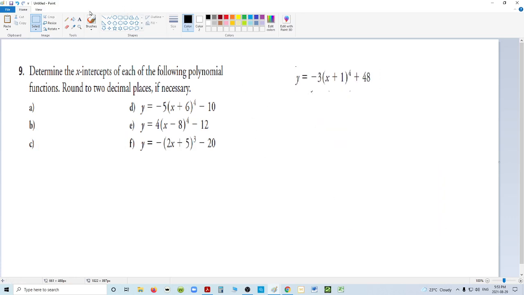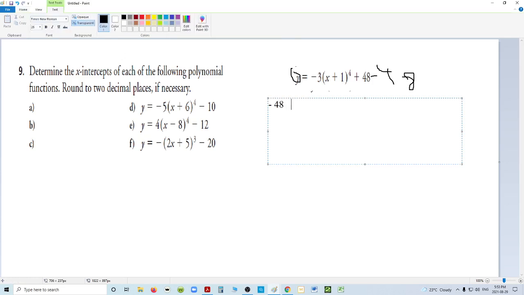So, if this is 0 here, I have to subtract 48 on both sides. So I get minus 48 on the left side, it cancels out on the right side, is equal to minus 3 times x plus 1 to the power 4. The next thing I have to solve is I have to divide both sides by minus 3. 48 divided by minus 3 is 16, positive 16. So I get that. When I take the 4th root of 16, there are two possible answers, positive 2 and negative 2. And if you don't believe me, try it out.